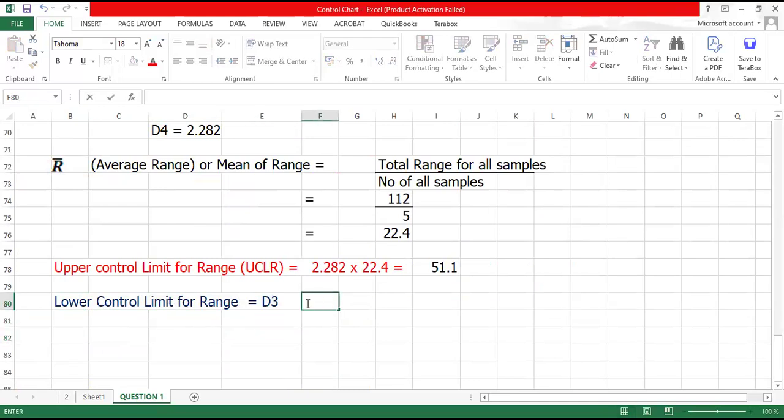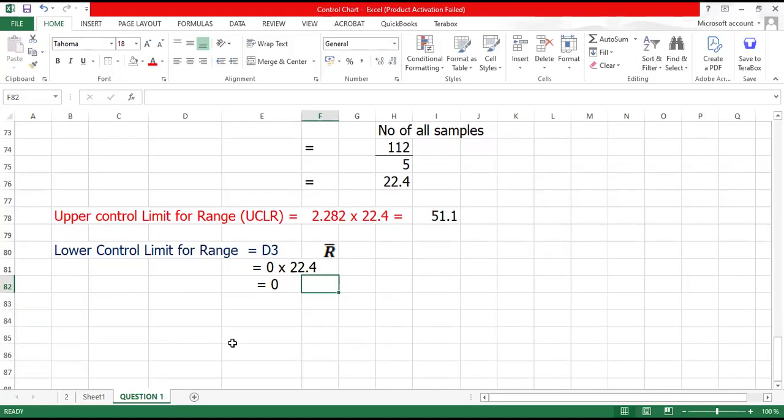That is the formula. D3 times average range. So D3 is what? It is 0 times average range, which is 22.4. And our answer is 0. You're done.